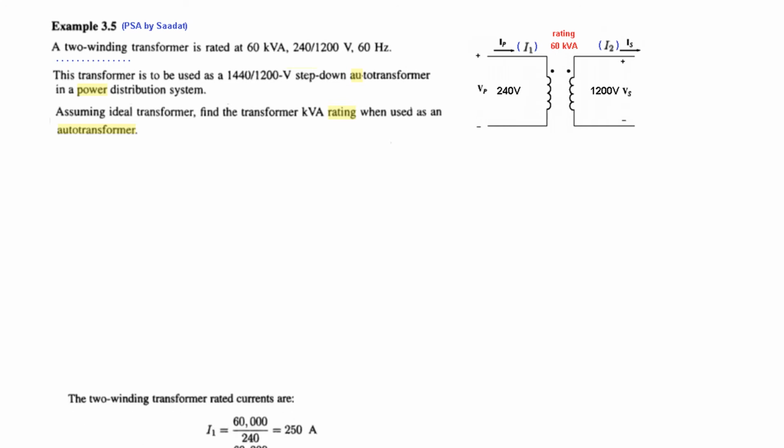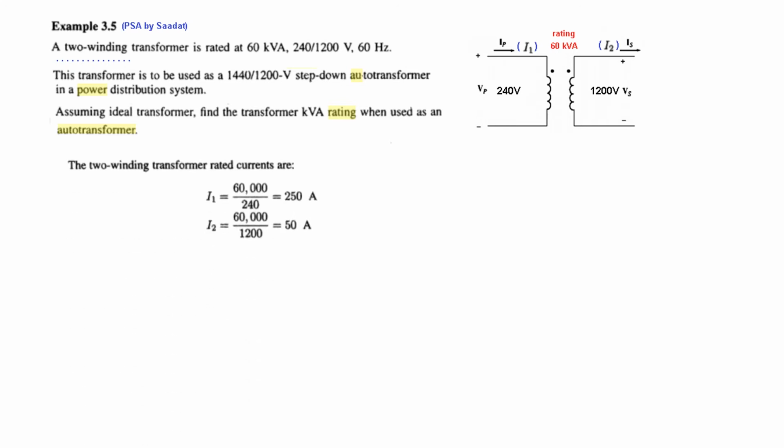So how do we get the autotransformer? We will connect this at the top to get this relation, but first, assuming an ideal transformer, find the transformer kVA rating when used as an autotransformer. So we have to find S_auto.